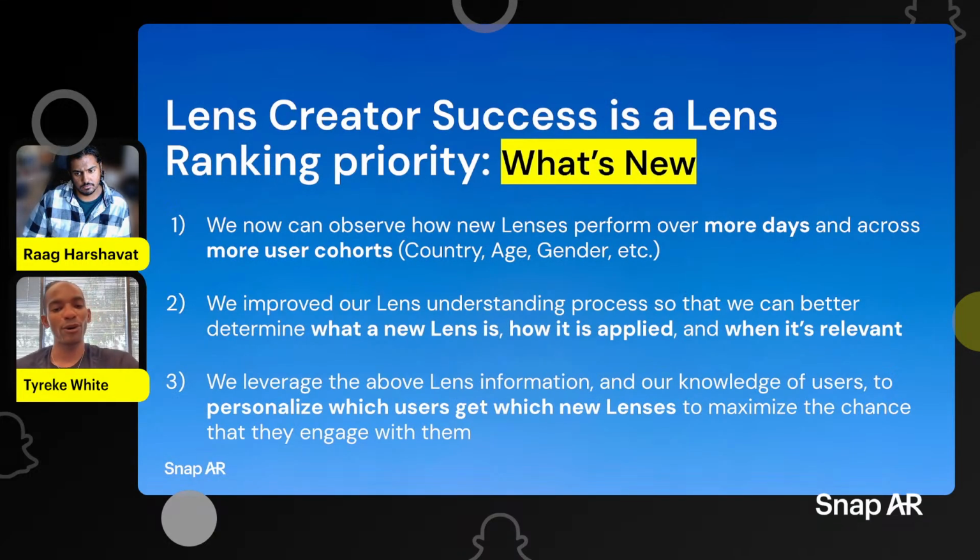So what's new? And this part is really, really exciting, because it's going to peel back a little more of how we distribute those lenses. And I want you guys to keep these all in mind as you continue to build lenses for this Lensathon. So number 1, we now are able to observe how new lenses perform over more days and across more different cohorts. So we're able to take into consideration country, age, gender, all these different things of Snapchatters who are engaging with your lenses over more days.